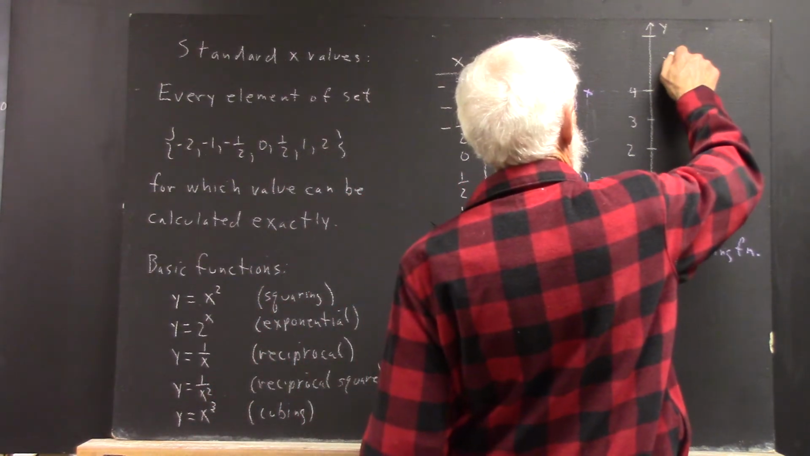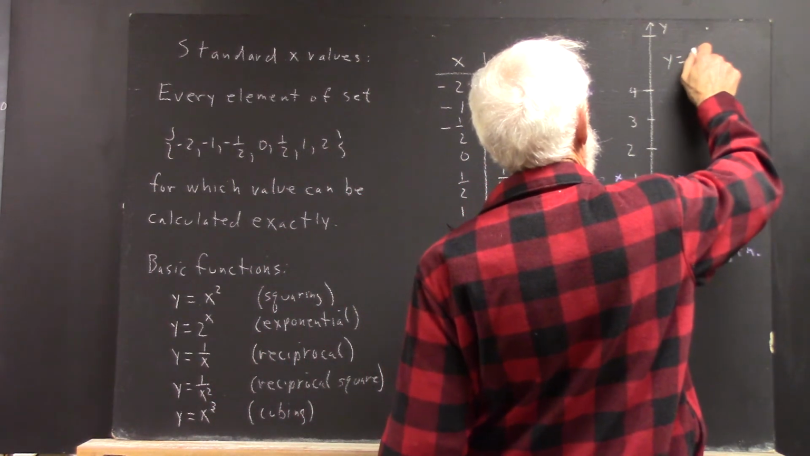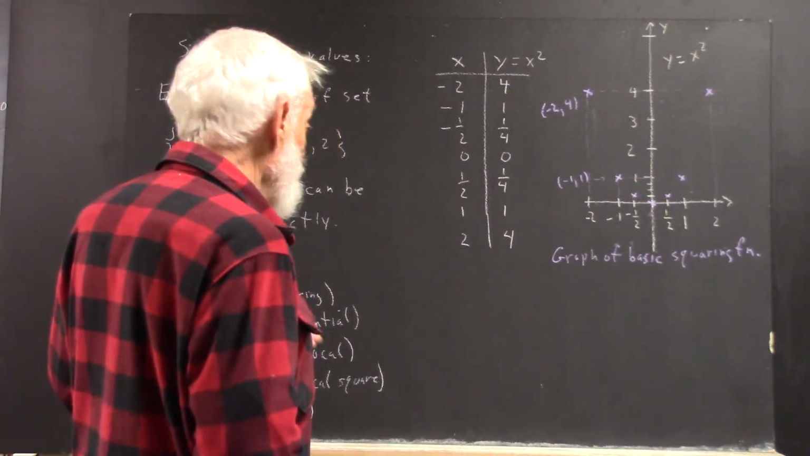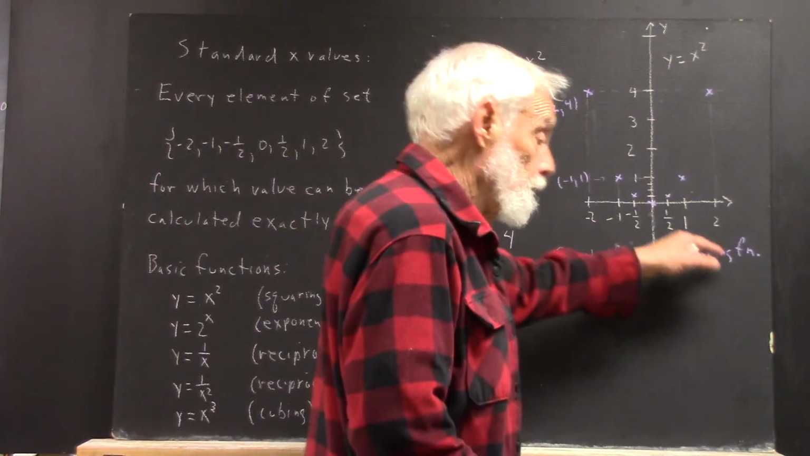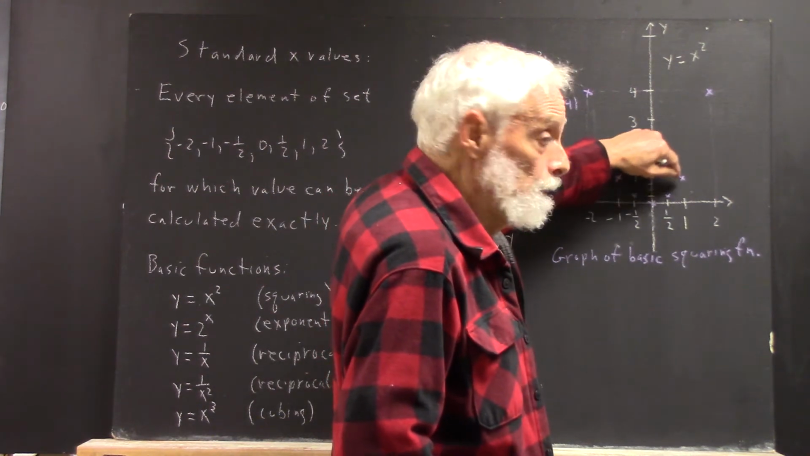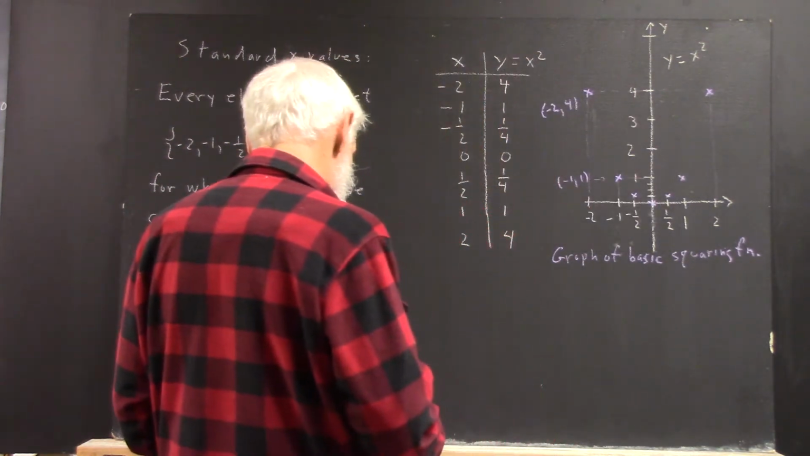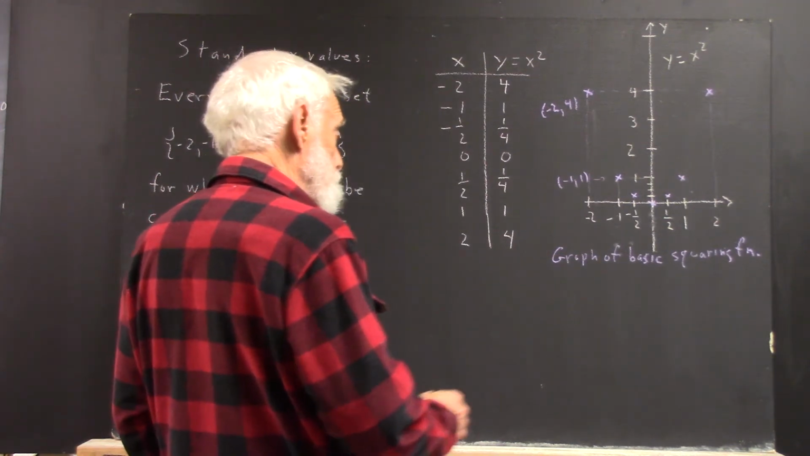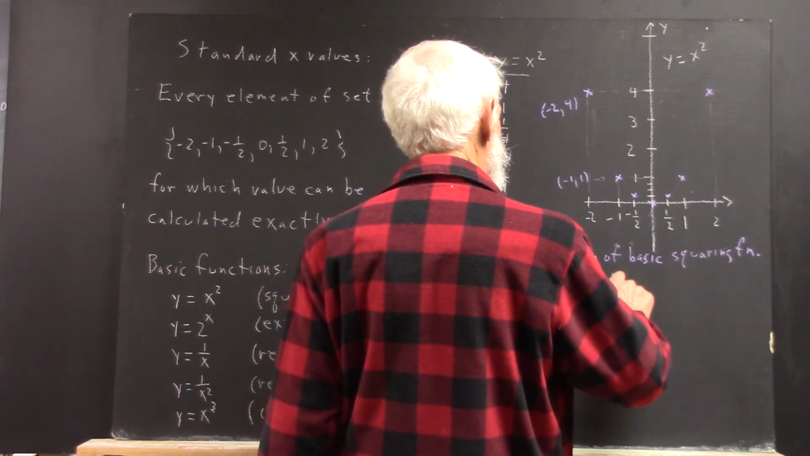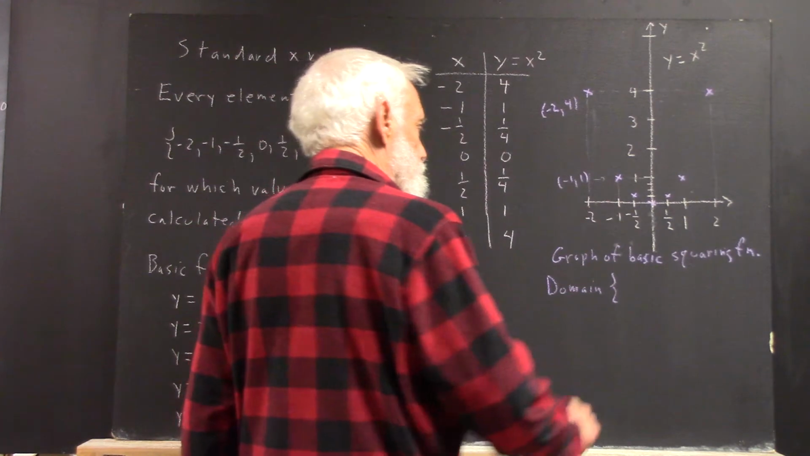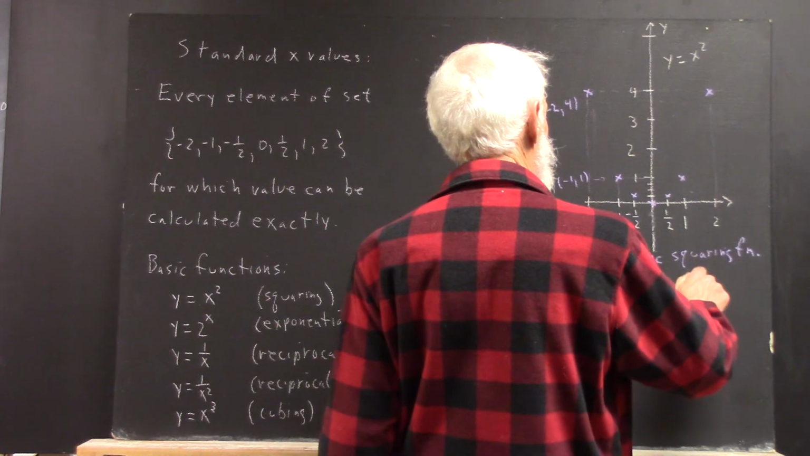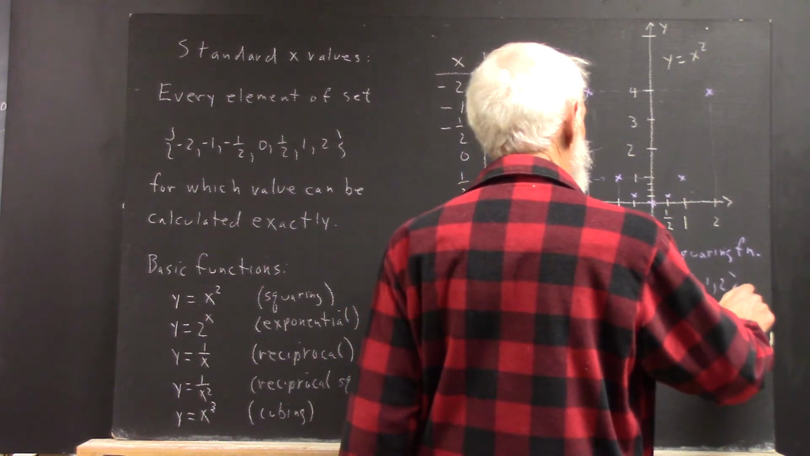So we have here the function y equals x squared. The basic graph. The domain of this function is the set of all its x values. Well, the function at this point just consists of these points. The x values are -2, -1, -1/2, 0, 1/2, 1, 2.